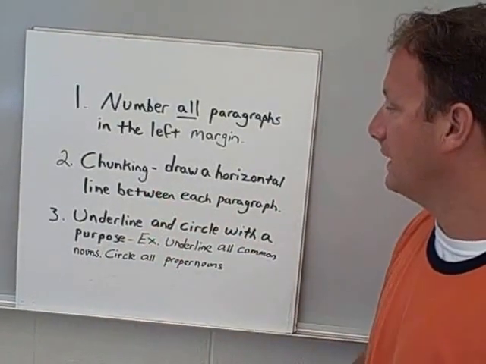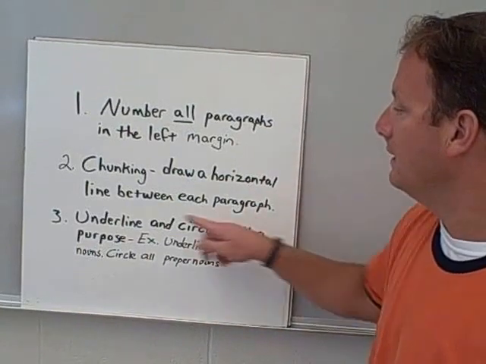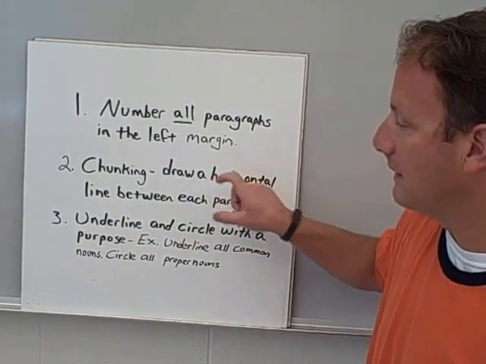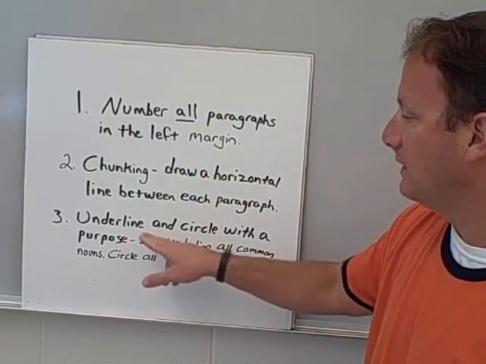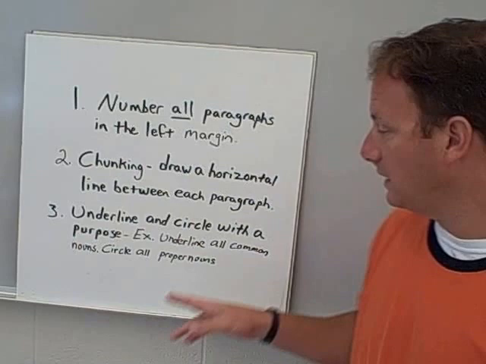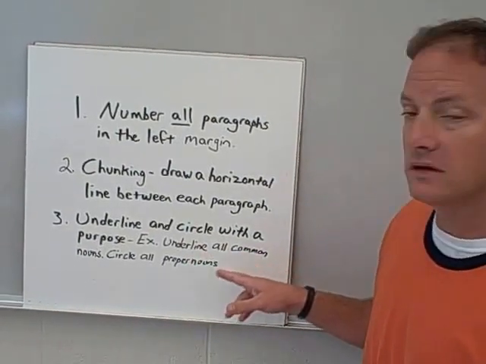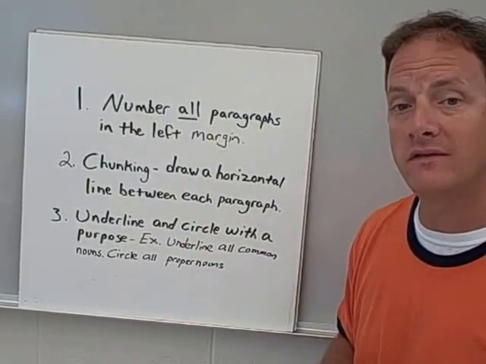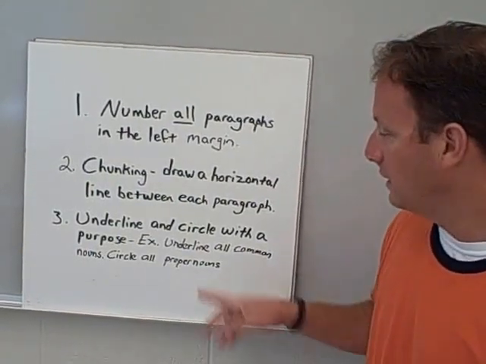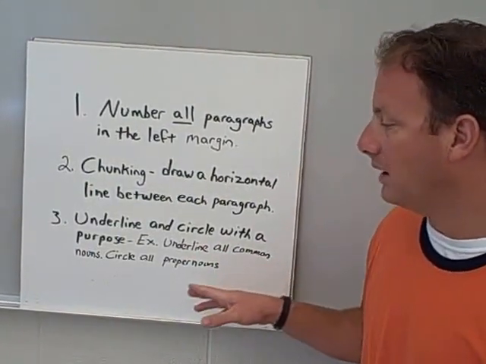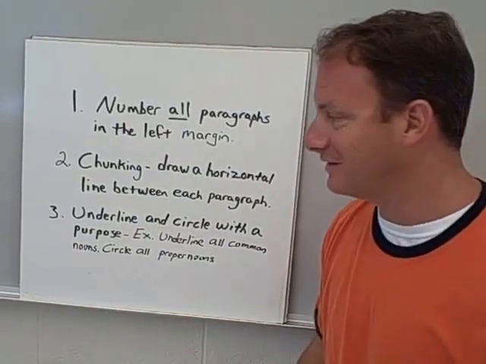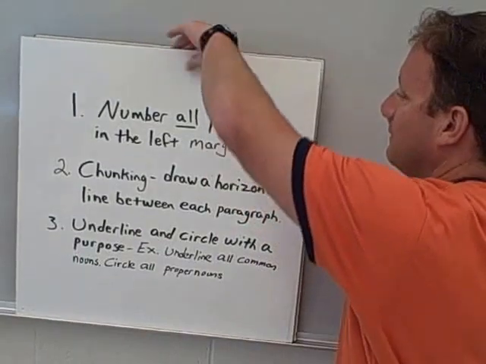Number 2, chunking. It says draw a horizontal line between each paragraph, and I'll show you the example of what I mean by chunking. Step 3 is underline and circle with a purpose. For example, this week we've been talking about all the common and proper nouns, how to identify those. Well, as we read our passage this week, we circled all the proper nouns and we underlined all the common nouns. And I'll show you an example of how we do that as well.